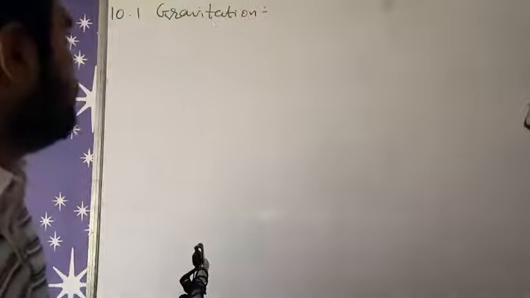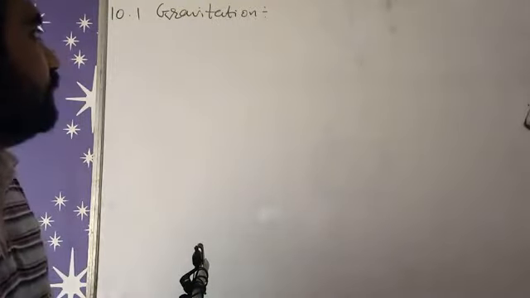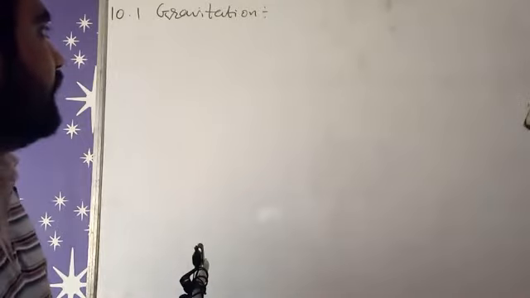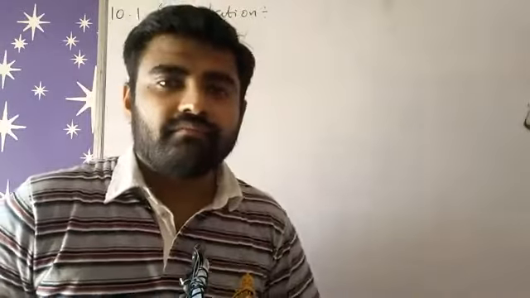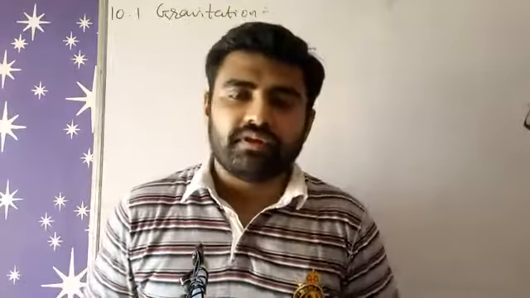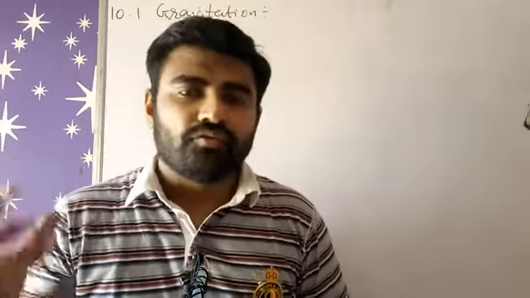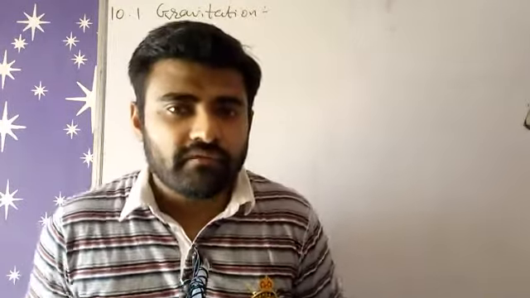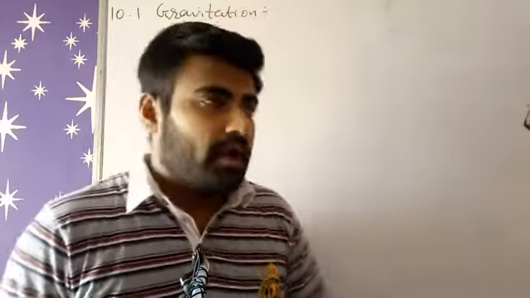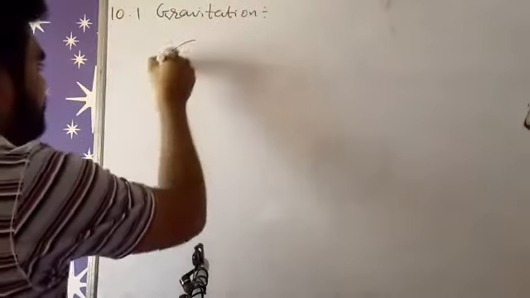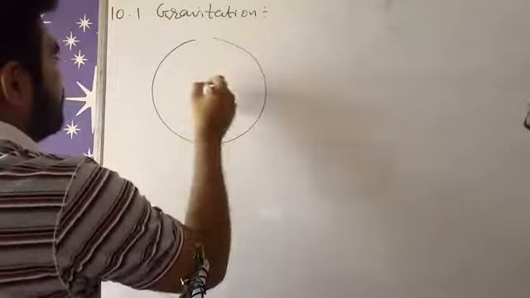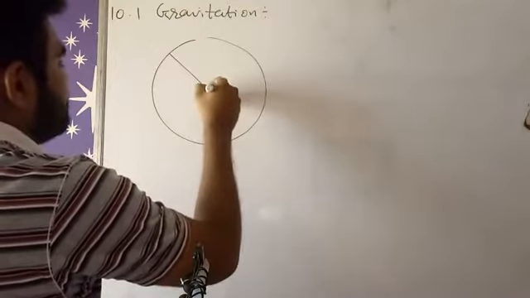Now our topic is gravitation. So simply, the first example of gravitation that we are taking is when we tie some stone with a string and form circular motion because of that string. The stone is just joined with that string.